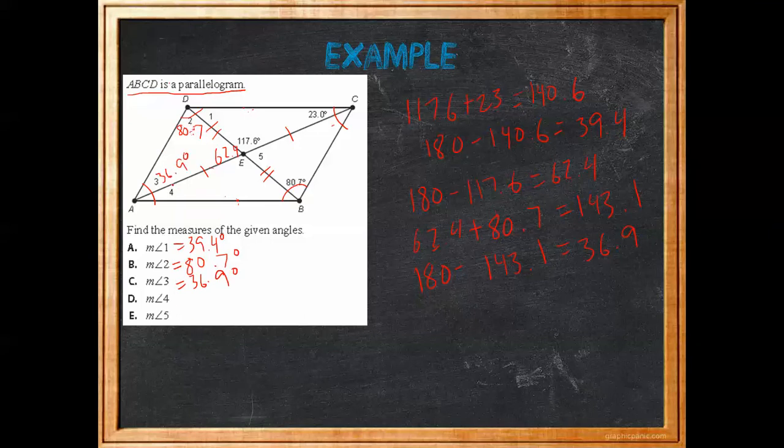The measure of angle 4, same thing right here. These are parallel, so we have alternate interior angles. So we know the measure of angle 4 is 23 degrees. And then to find the measure of angle 5 right here, we could do two things. We know that this angle right here is 36.9, so we could add these up and subtract from 180, or we could just notice that we have vertical angles right here. We found earlier that this was 62.4, so we also know that angle 5 is 62.4 degrees.